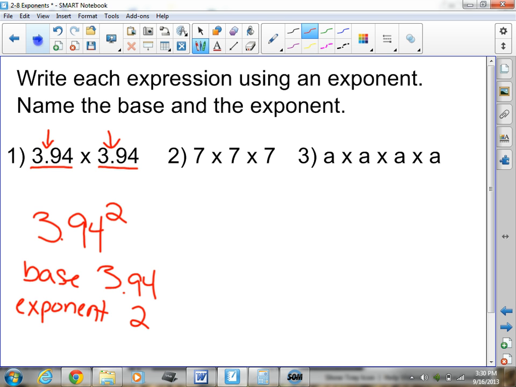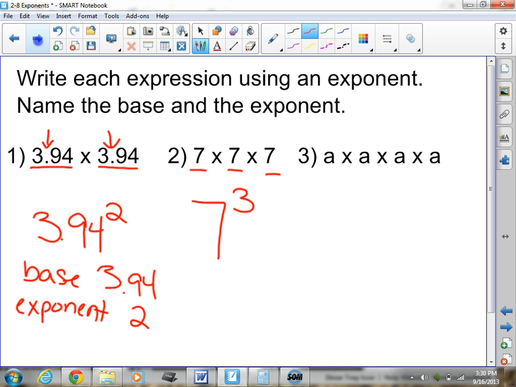Let's look at number 2. 7 times 7 times 7. I see that I have the number 7 multiplied 3 times. So my base number is 7, and my exponent is 3, because there's 1, 2, 3 of them.